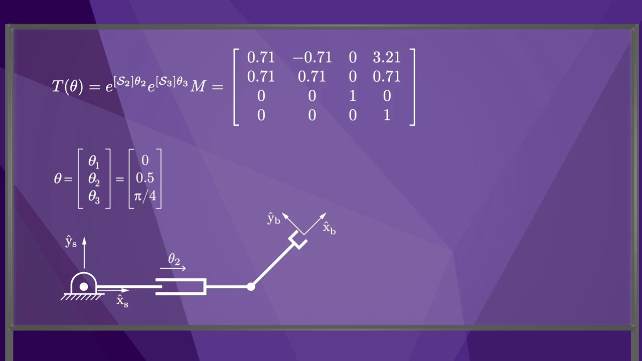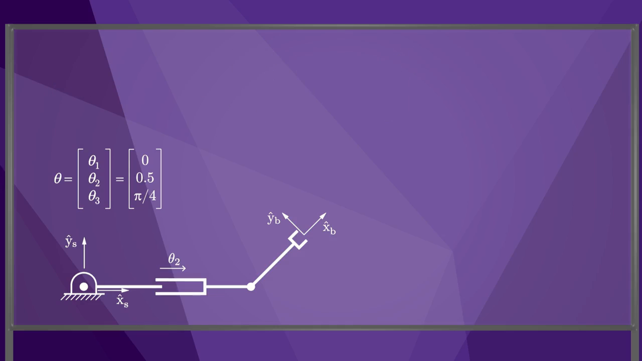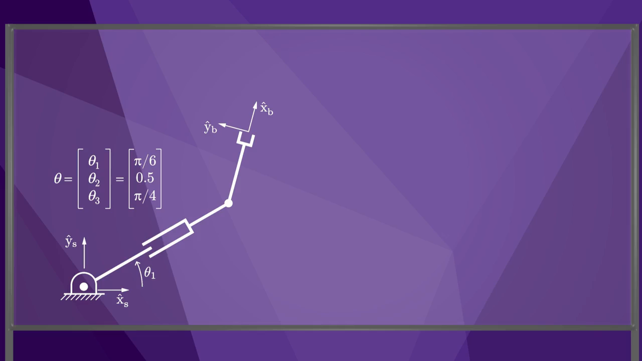Finally, let's rotate joint 1 by pi over 6. The theta vector is now pi over 6, 0.5, pi over 4. The screw axis S1 is a pure rotation about an axis out of the screen, so the omega 1 vector is 0, 0, 1. Rotation about this axis does not cause any linear motion at the origin of the S frame, so the V1 vector is 0, 0, 0.